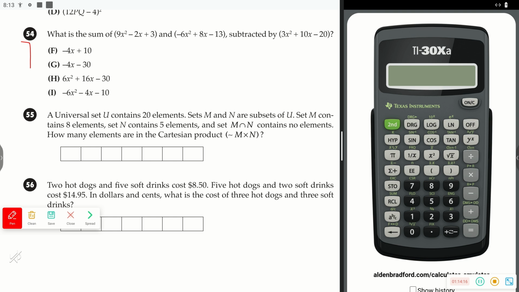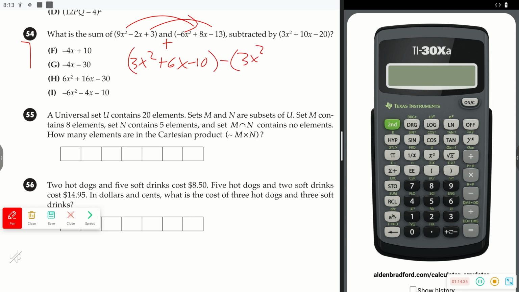So the first thing we're going to do is add these two trinomials together. So this is a plus sign. 9x minus 6x is 3x squared. Negative 2x plus 8x is plus 6x. And then 3 plus negative 13 is minus 10. And then we have to take this trinomial and subtract it from this trinomial.